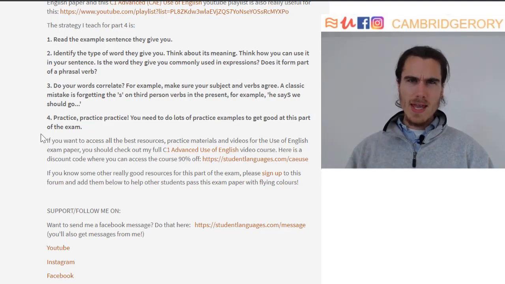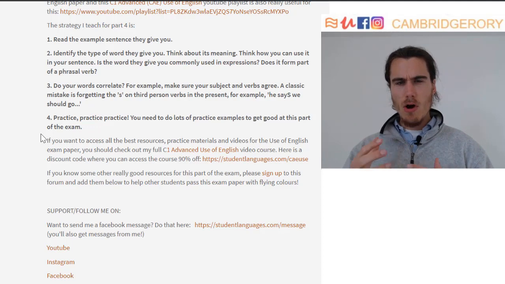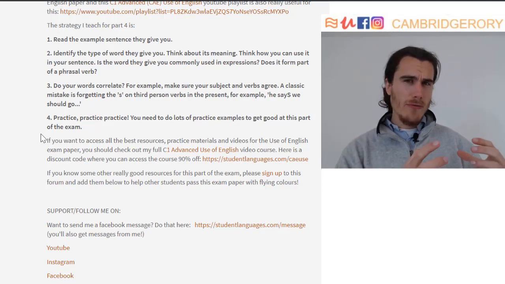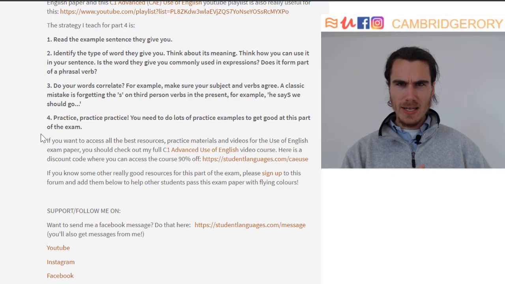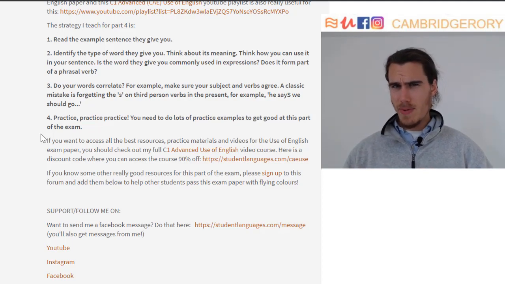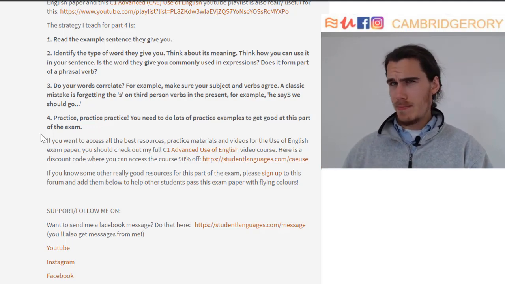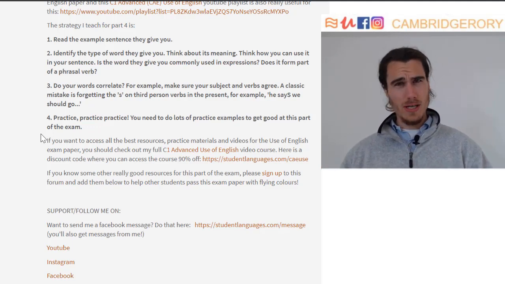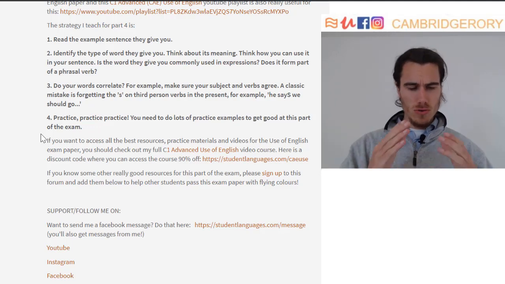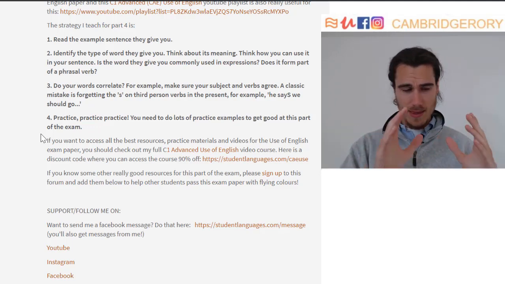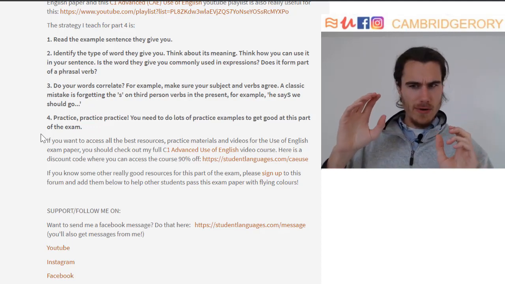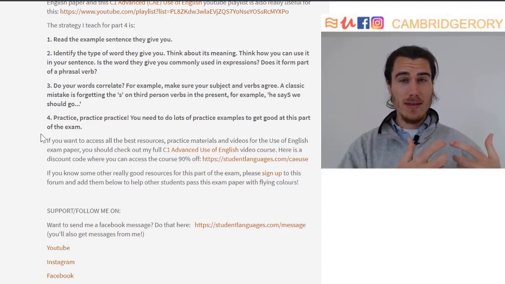Okay, step number 3 is to make sure that your words correlate, which means if you've written a subject, make sure the verb matches the subject. Now, a lot of students, especially from Latin-speaking countries like Spain and Italy, they forget the S on the end of third-person verbs. He goes, not he go. So make sure that type of thing, that they match, and make sure if you have, for example, a singular noun, that you have a singular article before it.